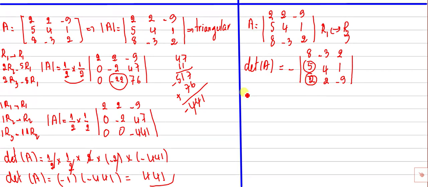I write R1 get from R1 and 2. This one is 5. We can write 8. Yeah, 8. I just omit this one.